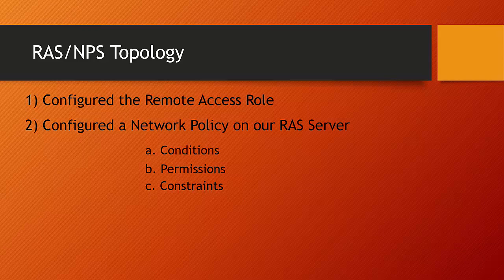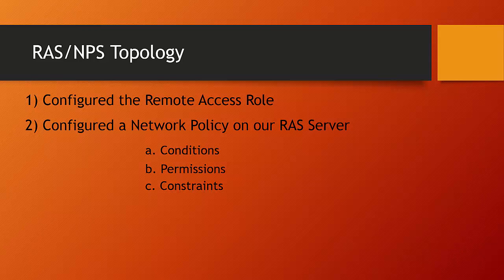And then come the constraints. If the conditions in a policy match your connection, and the permissions grant access, then the rest of your connection is framed by the constraints, which control how long you can connect, how much idle time you can have, the encryption type you can use, as well as a whole host of other settings. If I was studying for the 7411 exam, I would make sure that I spent some time viewing the various conditions and various constraints that make up network policies.